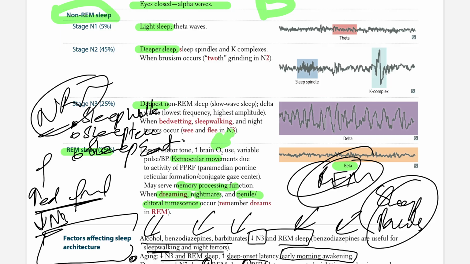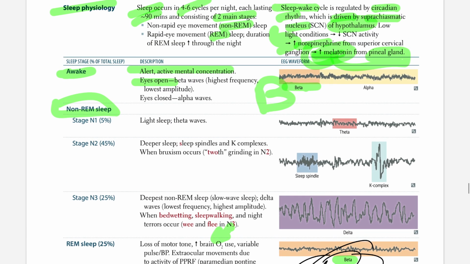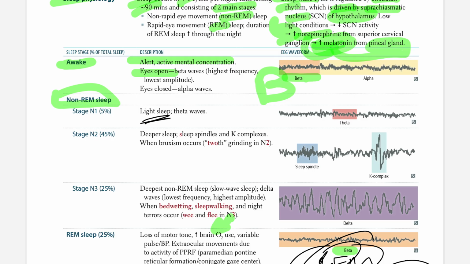Now, as soon as you have a light sleep, N1, which is the theta waves, you can also have here the myoclonic jerk. Sometimes, if you recall, it does happen when you're just trying to sleep, a light sleep, you have a myoclonic jerk. With tooth grinding, high yield, tooth grinding or bruxism is N2.